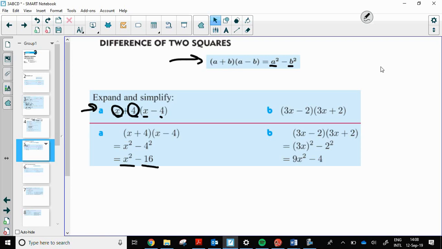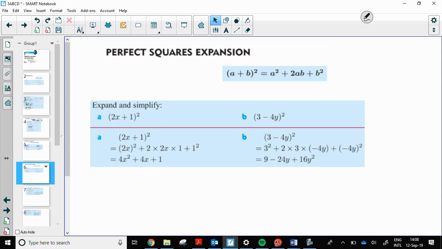Over on the right, we have another example. 3x squared is 9x squared, because I'm squaring the 3 to get 9, and I'm squaring the x to get x squared. And then we have minus 2 squared, which is 4. So there we go. But again, this only works if we see the exact same two numbers in the exact same order, but in one of the brackets it's plus, and in the other brackets it's minus. So that's a difference of 2 squares.